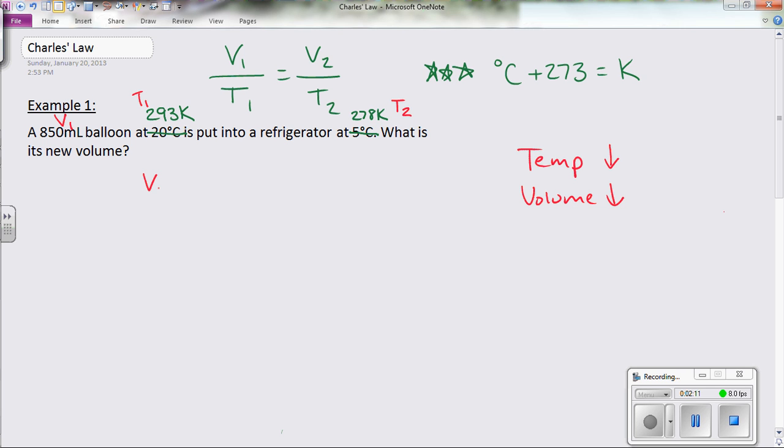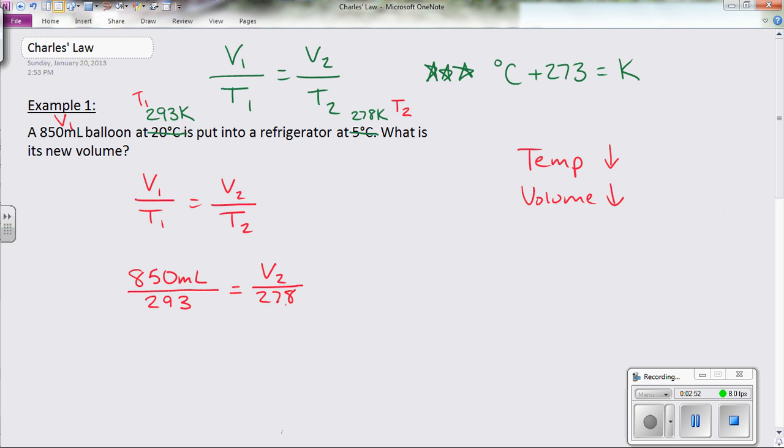Let's jump into the math. V1 over T1 equals V2 over T2. I like to see my equations as a checklist. So we're going to go variable by variable and see what we can fill in. V1. Do we know V1? I see right here we have V1 is 850 milliliters over T1. We know T1 is 293 equals V2. We don't have a V2 labeled, so I know that will be my variable, so I'll leave it as V2 over T2. And we have T2 is 278.